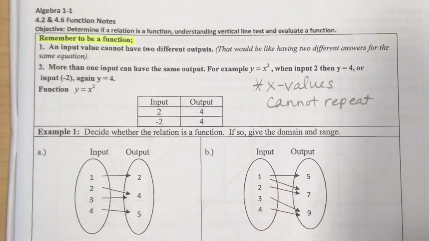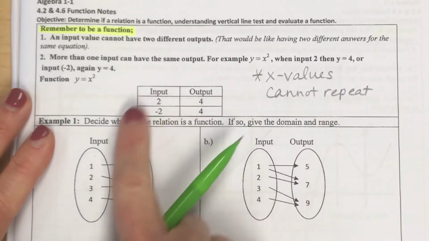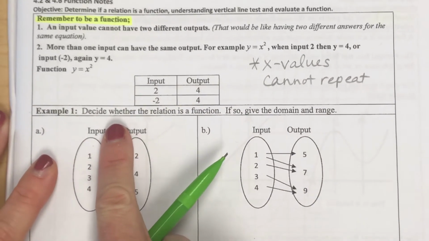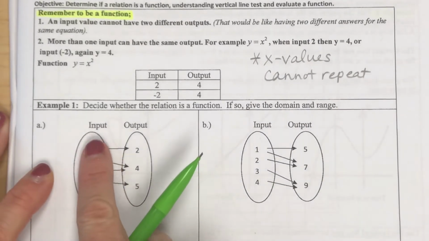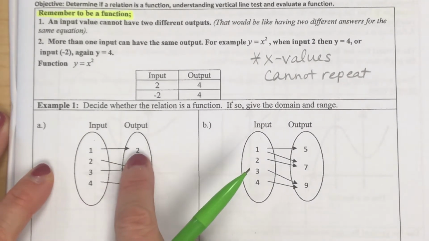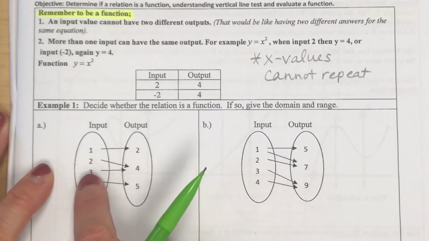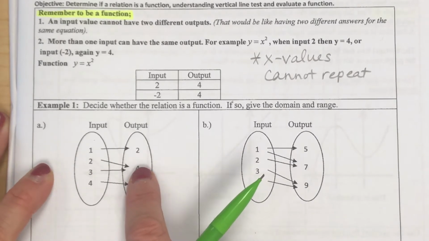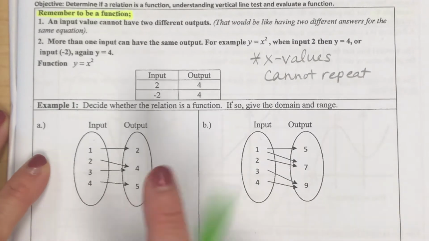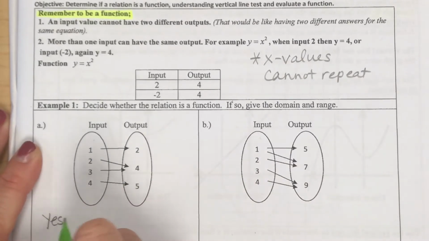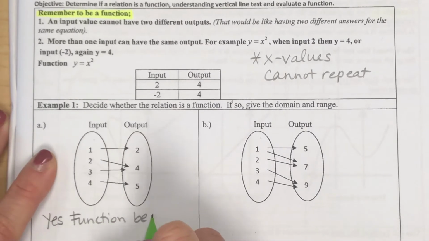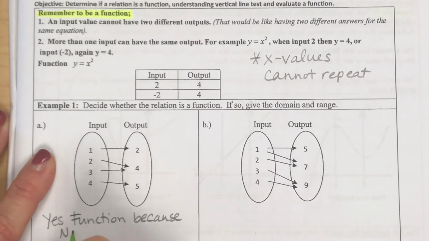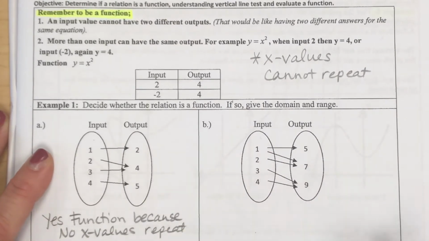And that's super important. So as you're looking at your inputs here, decide whether the relationship is a function, and then if so, give the domain and range. So looking at your inputs, 1 goes to 2, 2 goes to 4, 3 can also go to an output of 4, that's okay, and 4 goes to 5. So yes, this would be a function because no x values repeat. So I'll write that down.